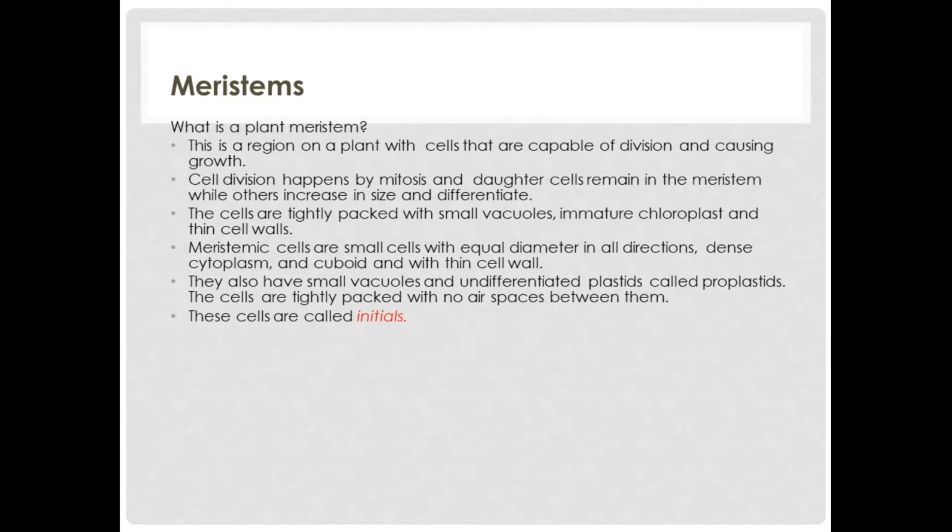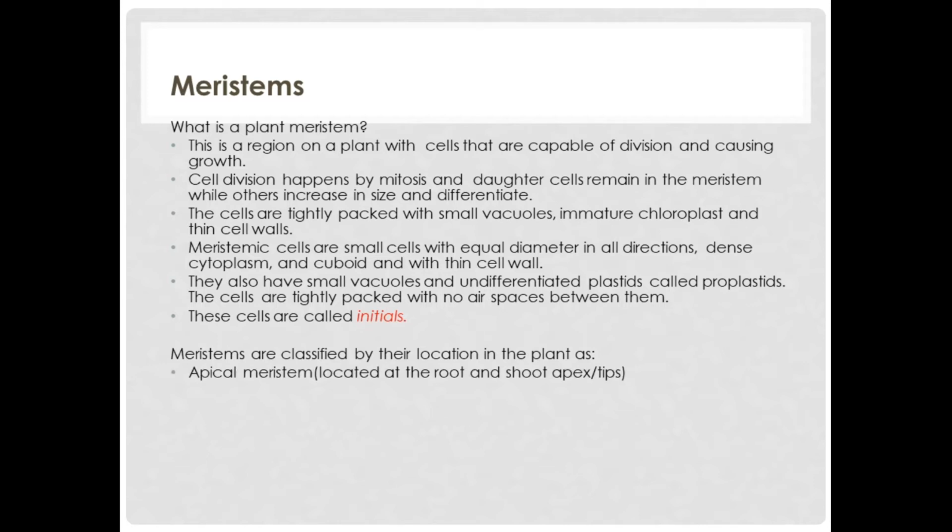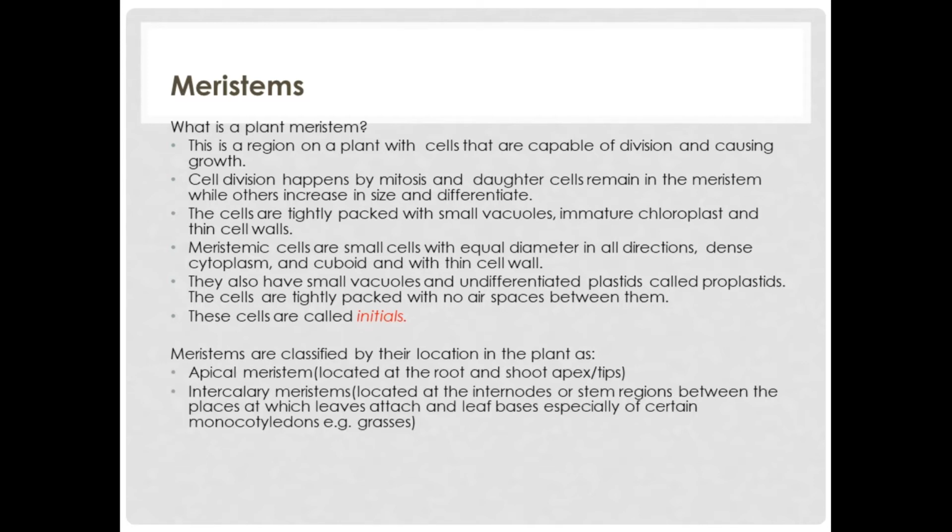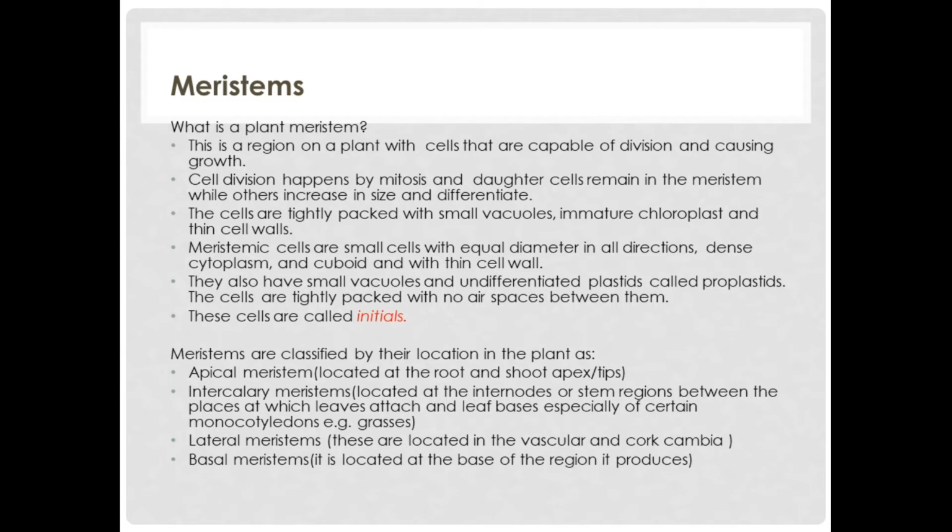These cells are called initials. So initials are the cells that are found in meristems that divide and result in plant growth. Meristems are classified by their location in the plants as follows: an apical meristem, an intercalary meristem, a lateral meristem, and a basal meristem. So let's take a look at the apical meristem.